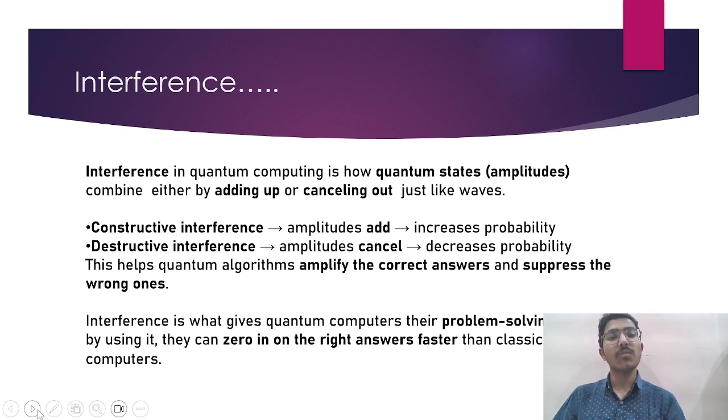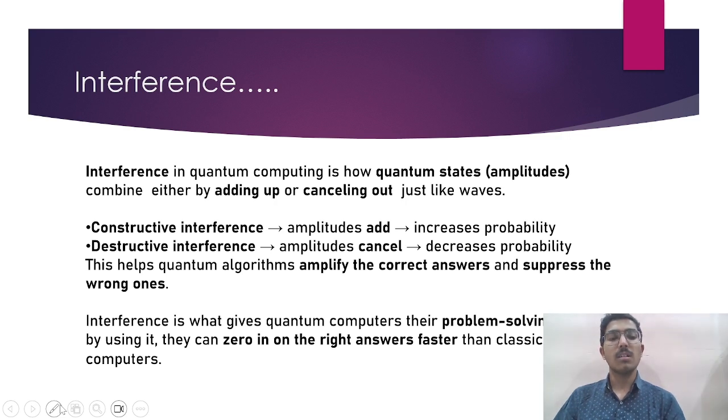There are two types of interference. The first one is constructive interference and the second one is destructive interference. In constructive interference, the amplitudes get added, which ultimately increases the probability, and in destructive interference the amplitudes get cancelled, which ultimately results in a decrease in the probability.